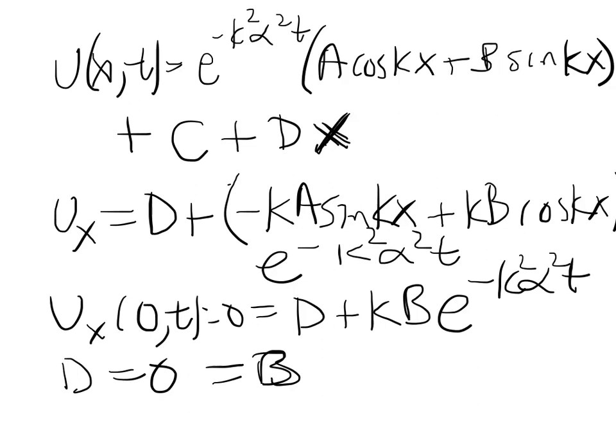And the reason being that this has to hold true for all t values, so d being the constant here, d should be equal to 0, and correspondingly e to the minus anything can never equal 0, so b also has to be equal to 0. So that gets rid of two coefficients.